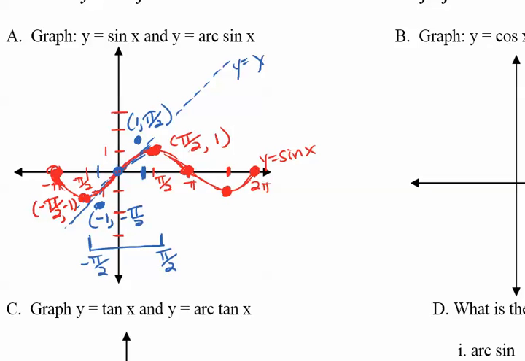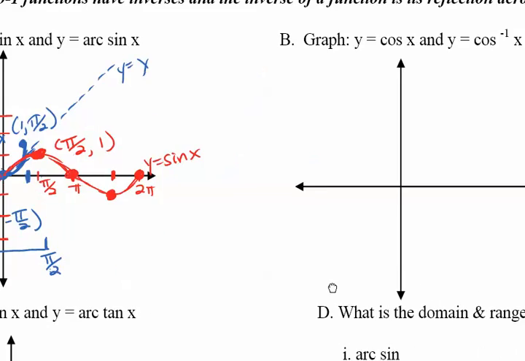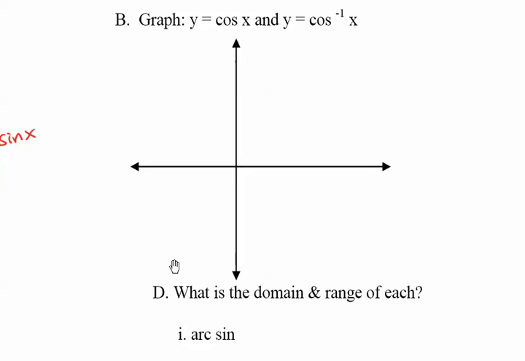So the 0, 0 point, of course, stays on the reflection line. And then you want to visualize folding this graph across the 45-degree line. And there is our graph of arcsine or inverse sine. So we want to remember that we're restricted to quadrant 4 through quadrant 1.